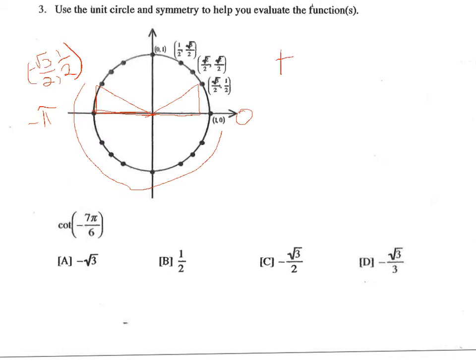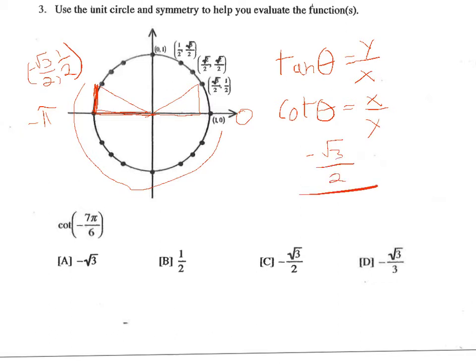Well, tangent of our angle theta equals y over x, the opposite side, which is the y side, over the adjacent side. So cotangent would just be that flipped over, x over y. So that means that the cotangent would be negative root 3 over 2 divided by 1/2. So the denominators will just cancel out, and we'll be left with negative root 3 as our answer.